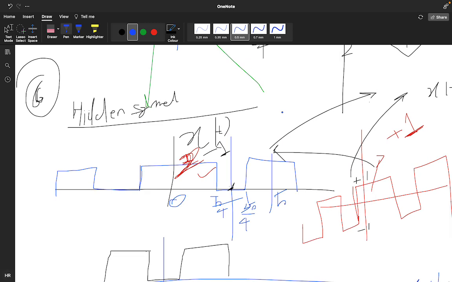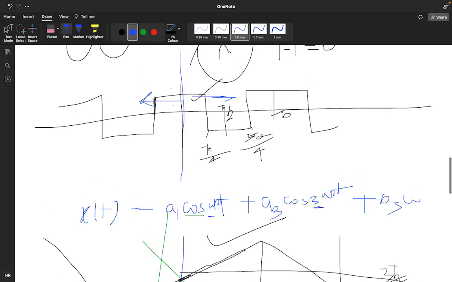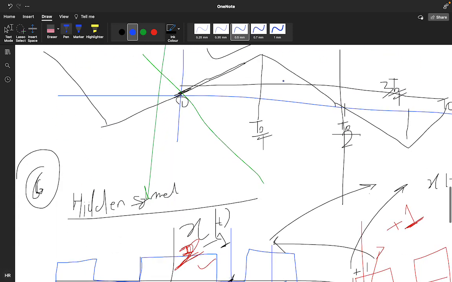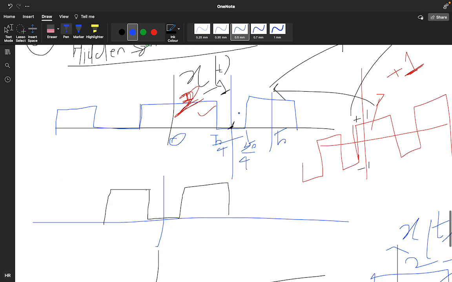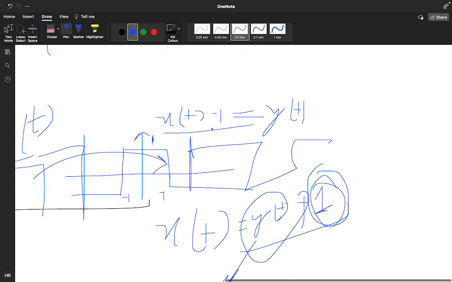Okay, this is the part of the hidden symmetry. So what are we doing in hidden symmetry? We are making the signal symmetric by adding some DC value. If we add some DC value like plus 1 or minus 1, our signal becomes a hidden symmetry signal. So with some DC value, we need to find the Fourier series of that particular signal. Then we can do the calculation very easily, and by seeing the options, we can mark the answer.